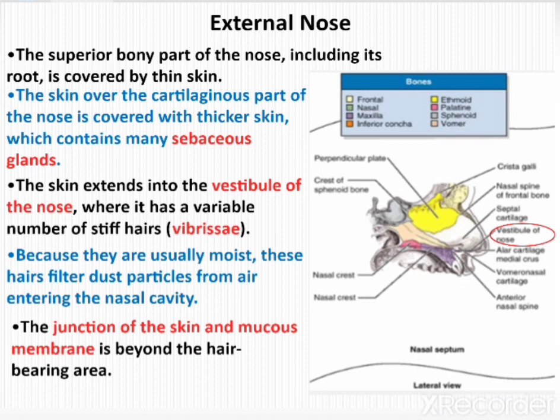External nose. The superior bony part of the nose, including its root, is covered by thin skin. So the external nose is covered by thin skin. The skin over the cartilaginous part of the nose is thicker and contains many sebaceous glands. The skin extends into the vestibule of the nose where it has a variable number of stiff hairs. Because they are usually moist, these hairs filter dust particles from air which enters the nasal cavity. The junction of the skin and mucous membrane is beyond the hair-bearing area.